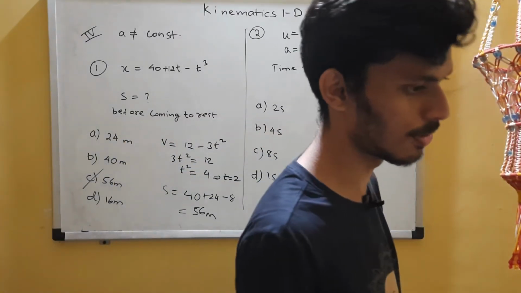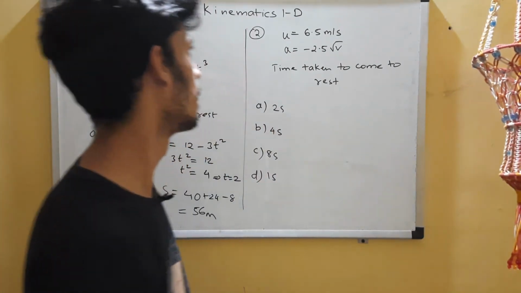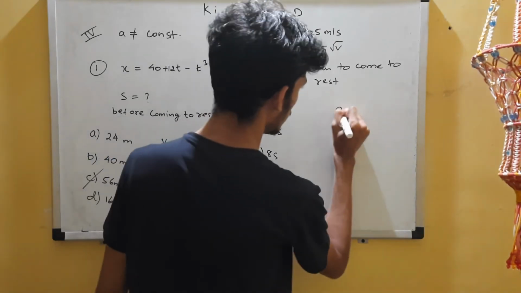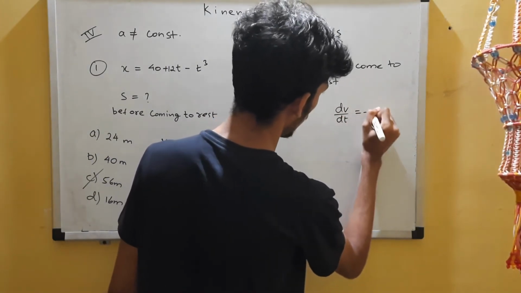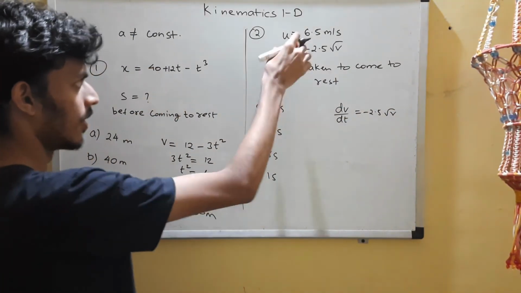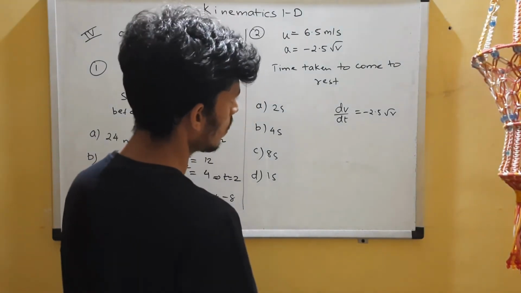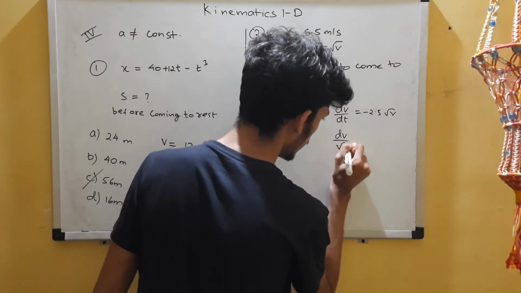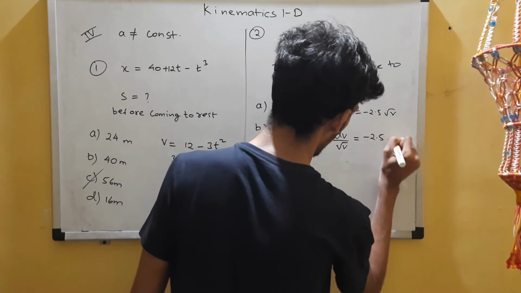So the time taken for this to come to rest. You are supposed to find when the velocity of this object becomes 0. We can use this equation. In place of acceleration, we will use dv by dt, right? And we can write it this way, minus 2.5 into root v. So acceleration, we have just replaced by dv by dt. Now what can we do next? Bring the like terms together. So dv by root v, just like solving a differential equation, equals minus 2.5 into dt.